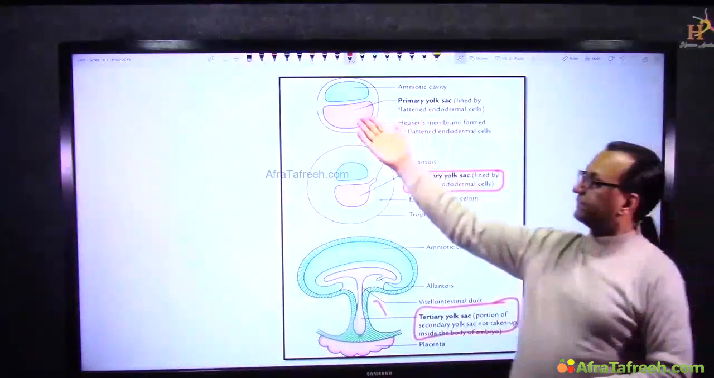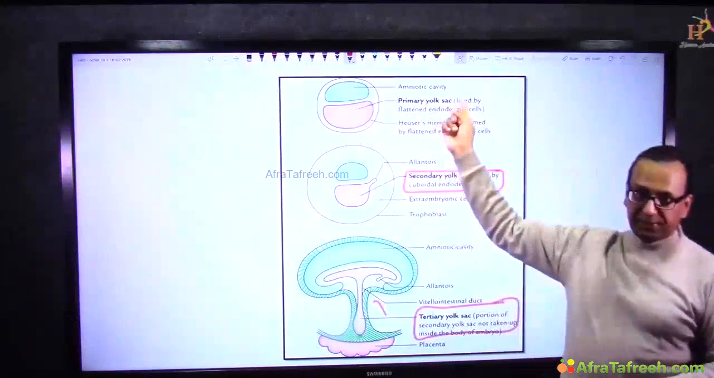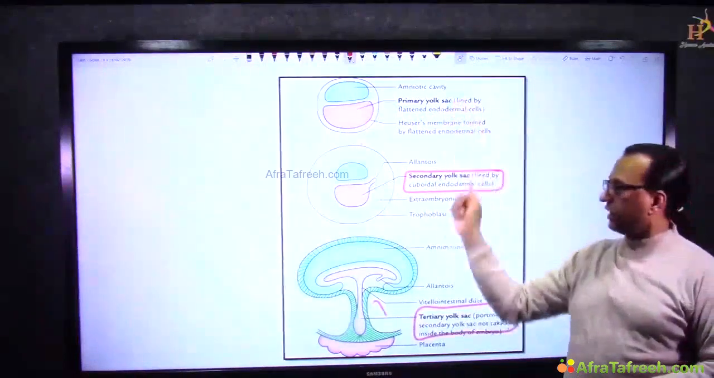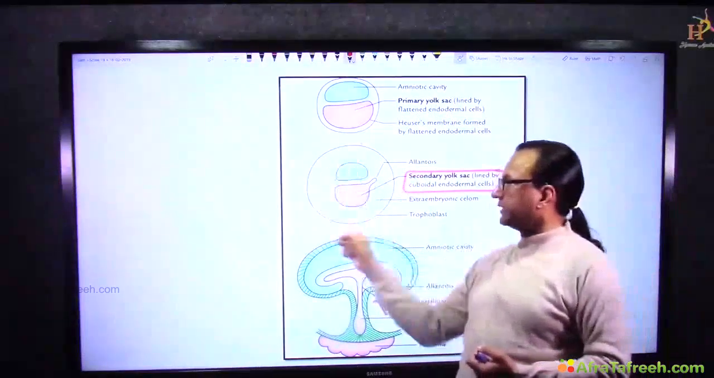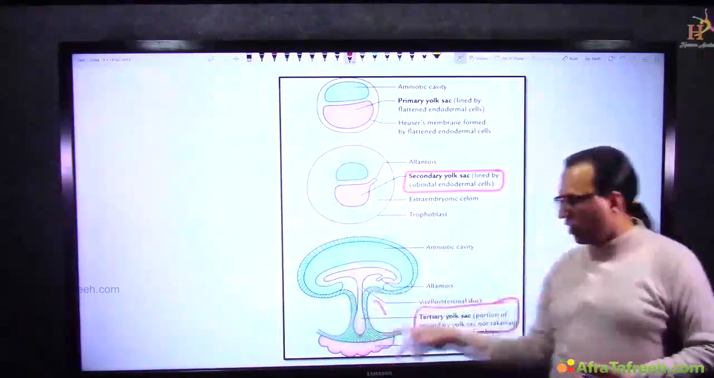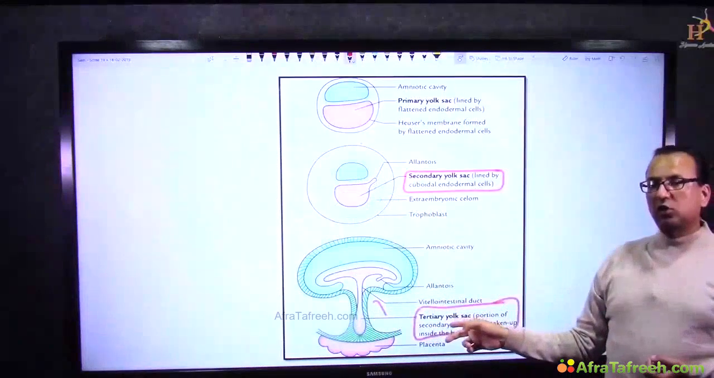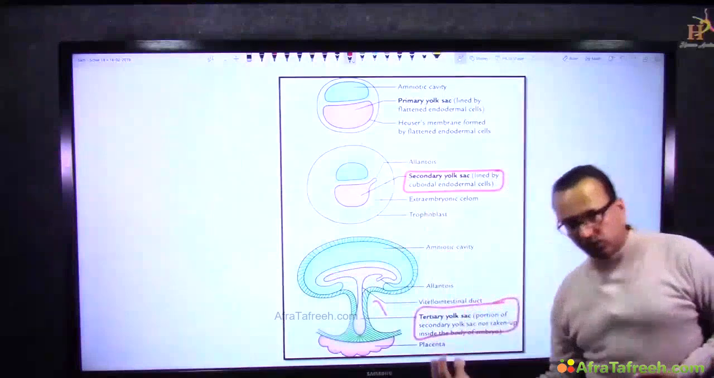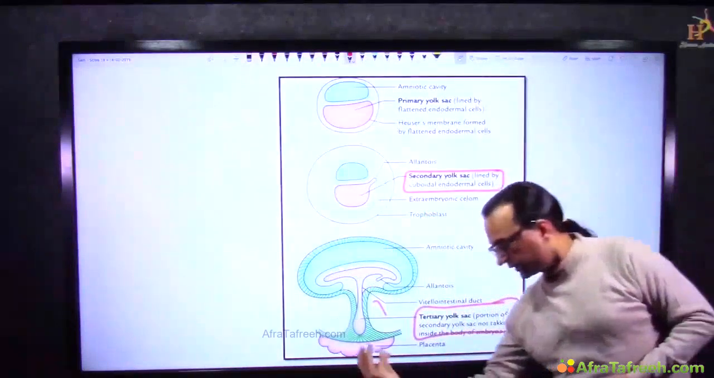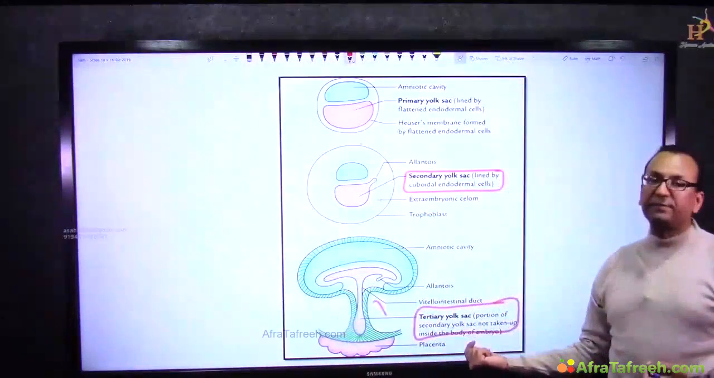So in the beginning, you have the primary yolk sac. And then you have the secondary yolk sac when the extraembryonic coelomic cavity comes. And then you have the tertiary yolk sac when the yolk sac is totally incorporated into the baby, but some parts are still left in the connecting stalk. Yes, that was the tertiary yolk sac.